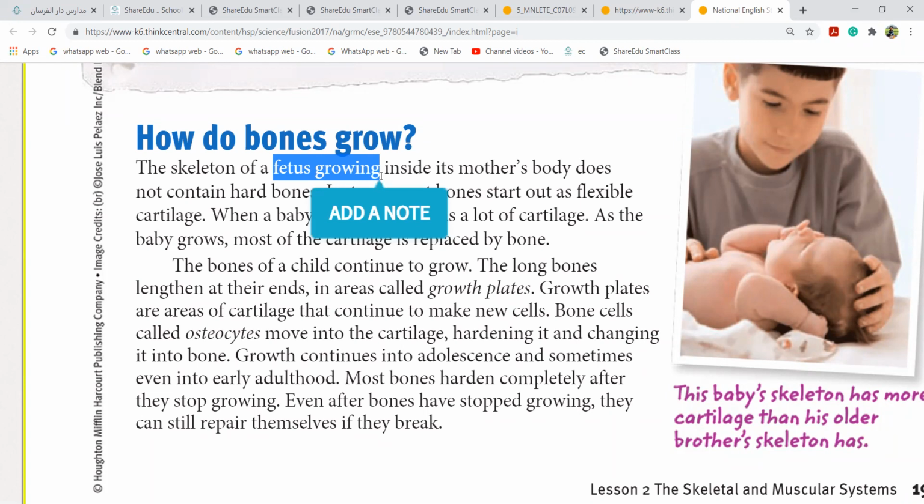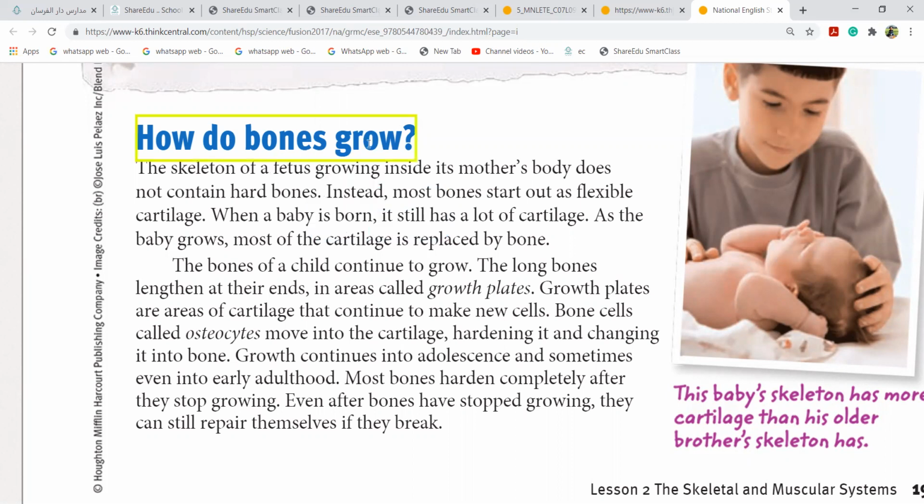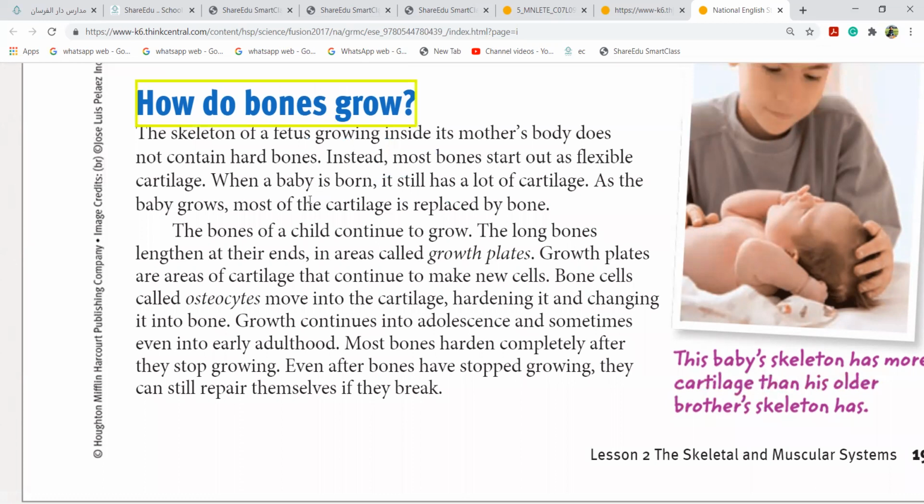Miss, fetus is the same meaning as infant or no? See, I told you, fetus is inside the mother's stomach when he or she is not born. And infant is after they are born. Do you understand the difference? Yeah. Okay. The skeleton of a fetus growing inside the mother's body does not contain hard bone. All the bones are very soft. When a baby is born, it still has a lot of cartilage. As the baby grows, the cartilage becomes bone.